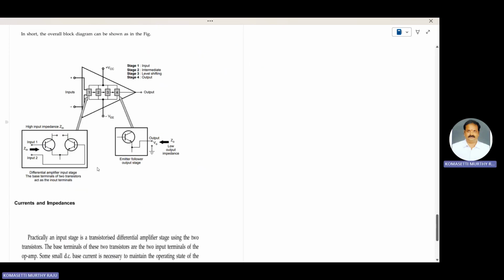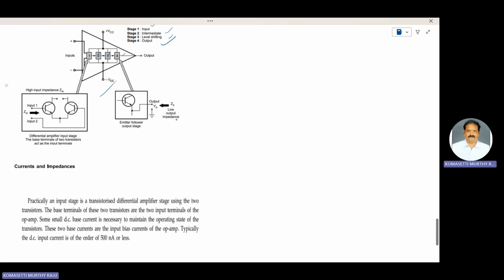In short, the overall block diagram can be shown in the figure. Stage 1 is the input stage, stage 2 is the intermediate stage, stage 3 is the level shifter stage, and stage 4 is the output stage. These stages are present in the operational amplifier. The fourth one is an emitter follower output stage, which provides low output impedance.